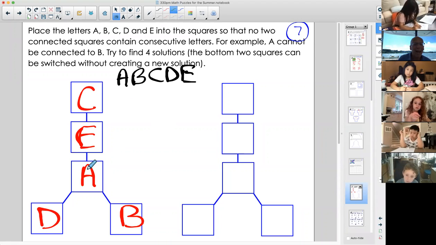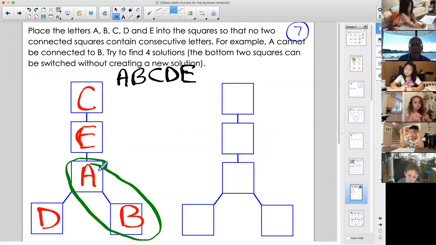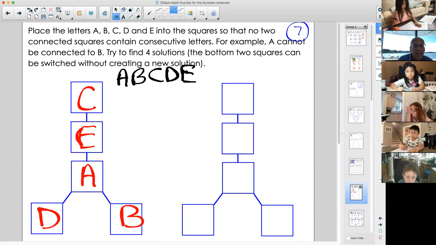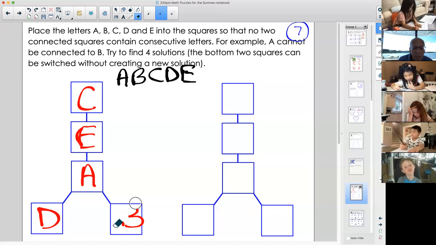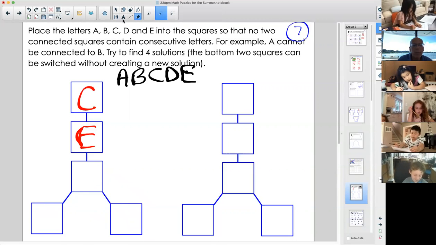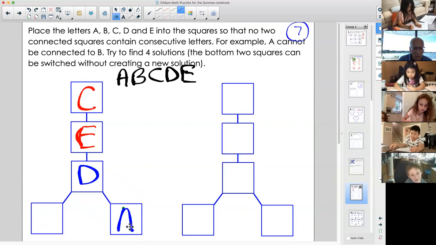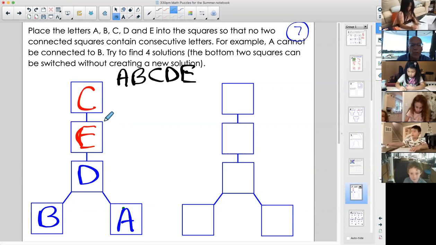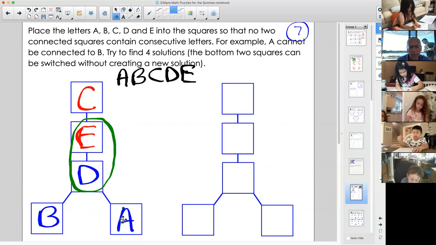B. Yeah, A and B can't be next to each other. Can we fix it? Can we move the B to a different place? What if we put D next to E and A and B in the lower squares? Guess what? That's beautiful, but you're not allowed to have E and D together. Isn't this challenging, guys?